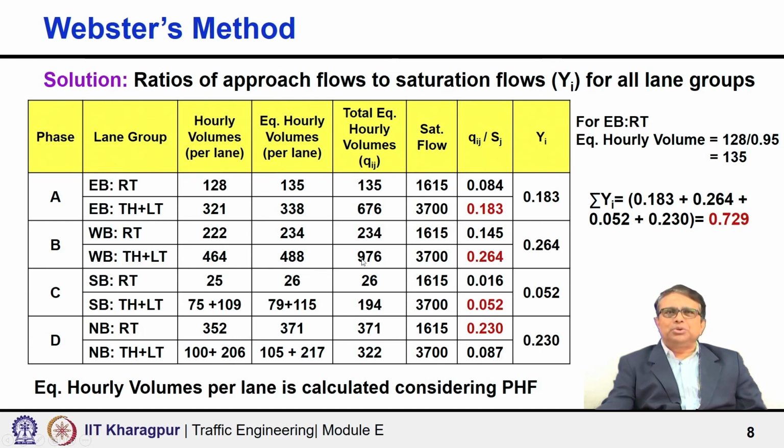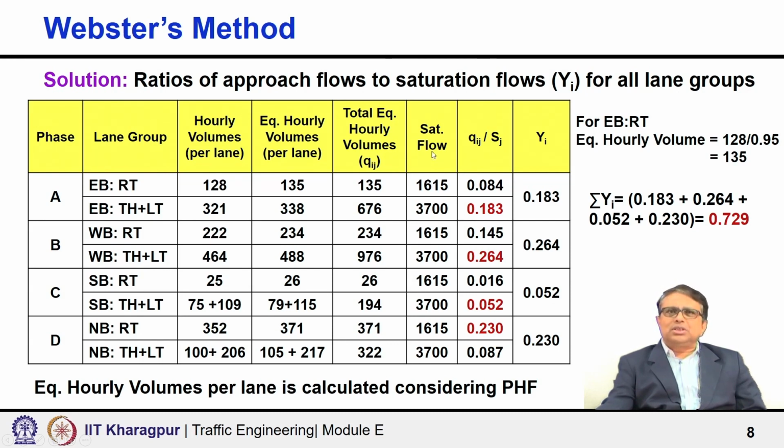So, together approach-wise it is 976, and 26 remains. In this case, for phase 3 southbound, the two values we have to add together. So, 79 plus 115 is 194. Why are we adding them together? Because the left and through combined saturation flow is considering both the lanes. One is a shared lane through and left, the other is only a through lane. So, together the saturation values are given, and for the equivalent hourly volumes we are also taking the total volume.